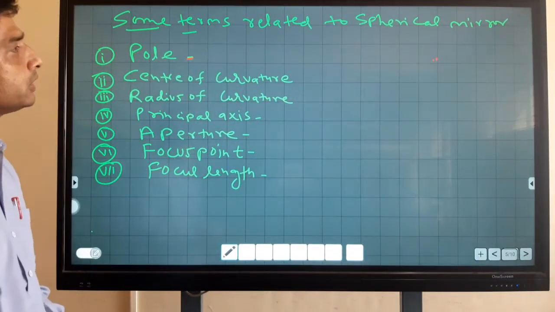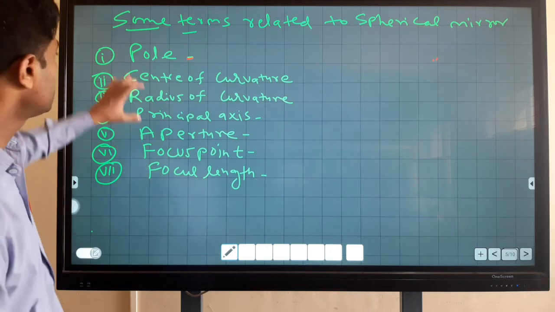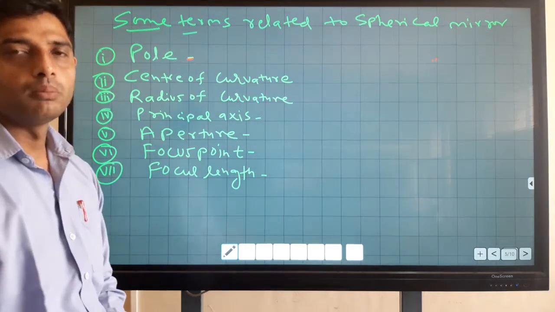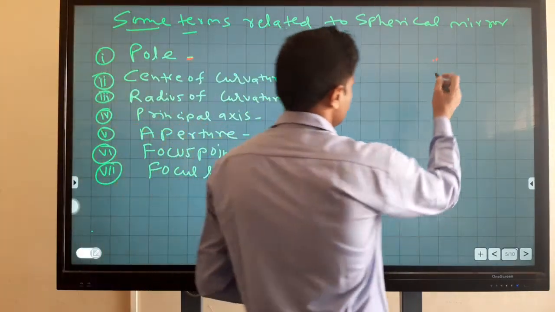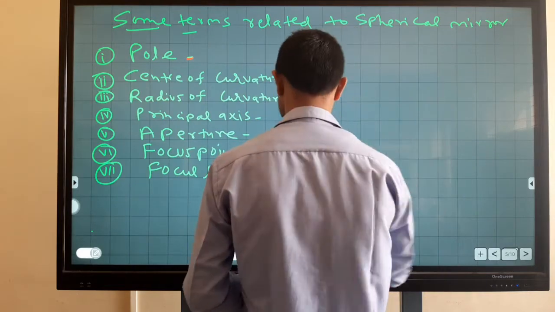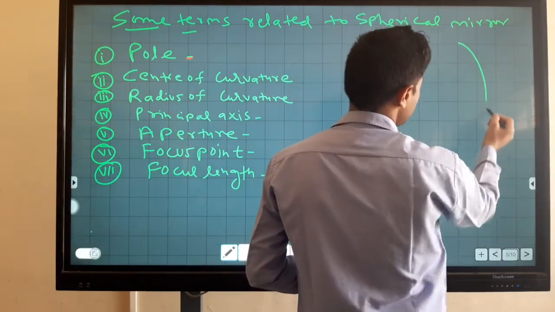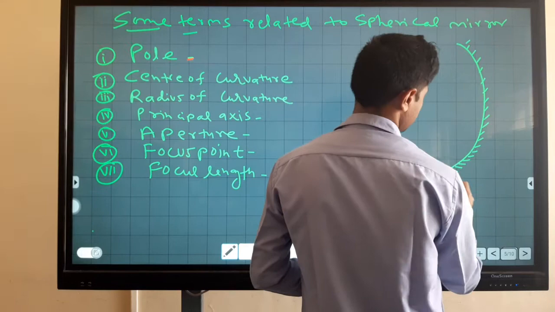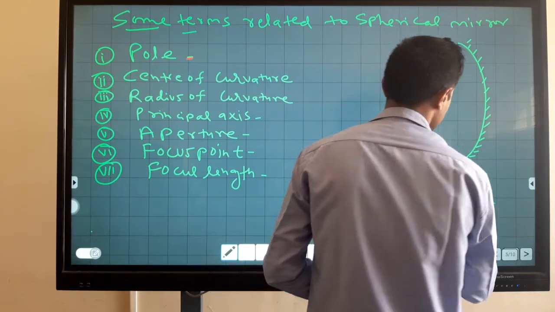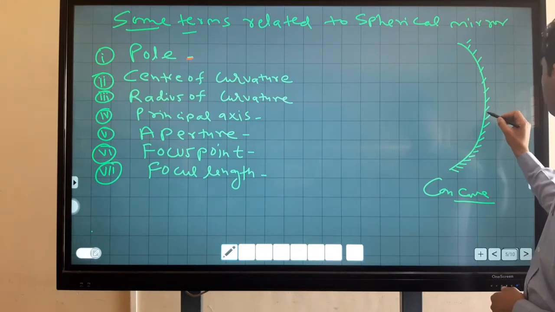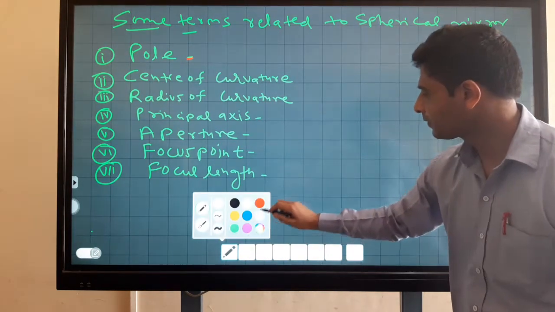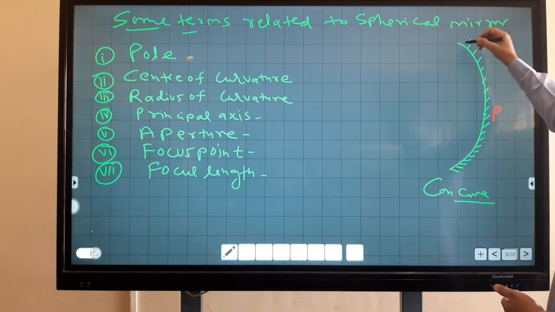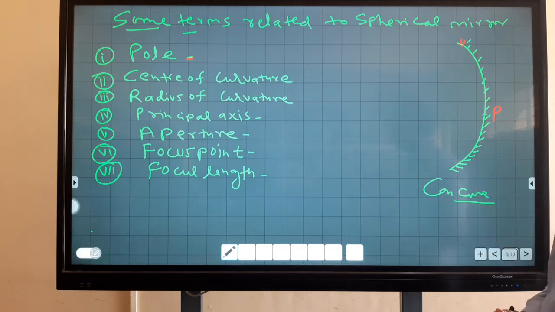Some terms related to spherical mirror. These are the important terms belonging to the spherical mirror, and these are very important for your board examination. Let it be a concave mirror. Then the midpoint of this mirror is known as the pole of the mirror. The midpoint of the mirror.